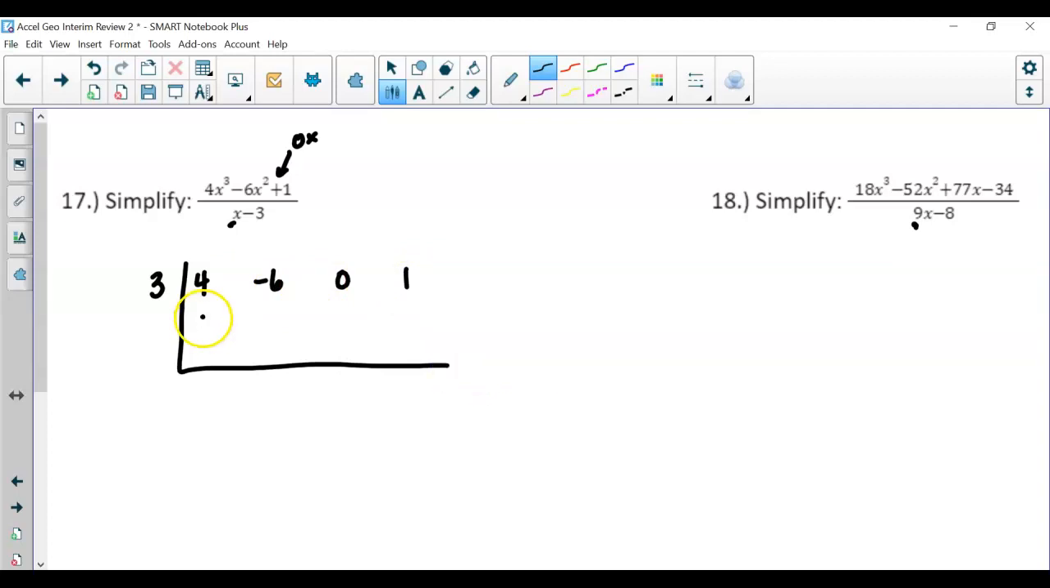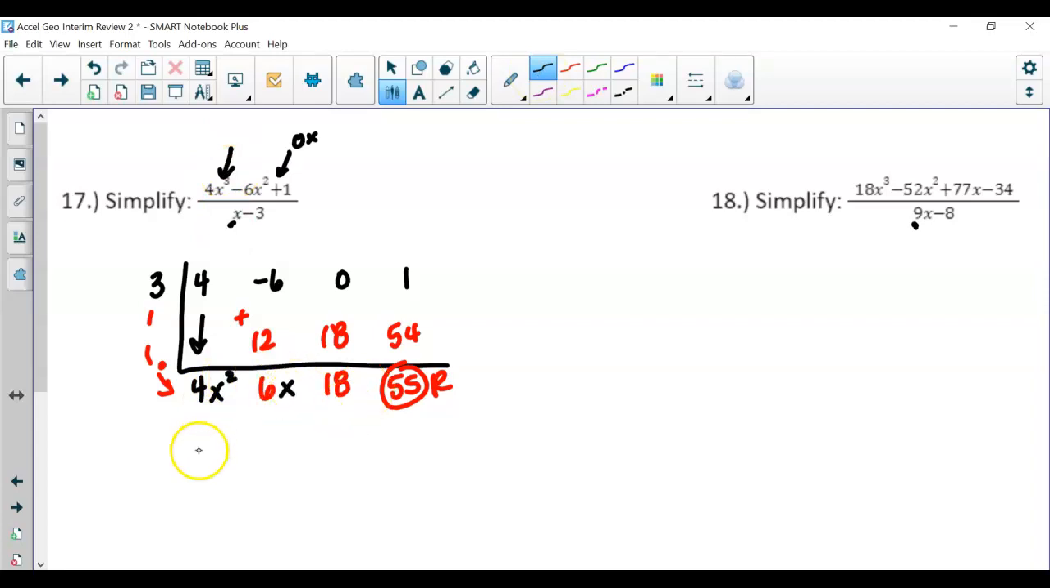So here we go. Always bring down the first term. Now multiply below. 3 times 4 is 12. Add above, you get 6. Multiply, you get 18. Add, you get 18. Multiply, you get 54. Here with a remainder of 55. So that means if we started at x cubed and we took out an x, we're down to x squared and then x. So 4x squared plus 6x plus 18 plus the remainder of 55 over x minus 3.